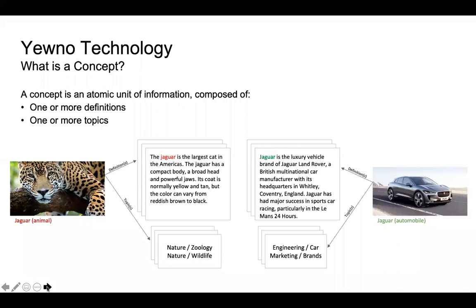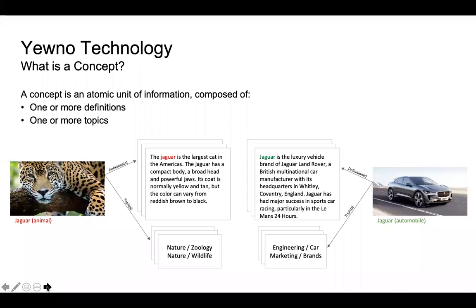But in the world of Yewno and in the world of our knowledge graph, each of those Jaguars is paired with a definition. So on the left-hand side, we can see Jaguar is the largest cat in the Americas, and we can see it's in the topic of nature and the subtopic of zoology or wildlife. And on the right-hand side, we can see Jaguar is the luxury vehicle brand of Jaguar Land Rover in the topic of engineering and cars or marketing and brands. So two completely different things, but actually using the same term.